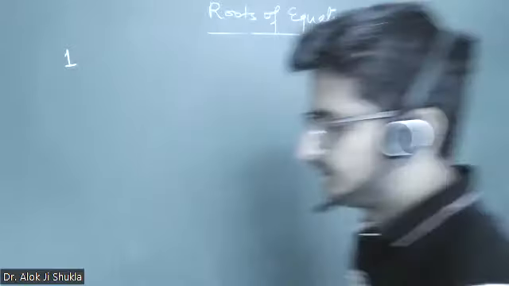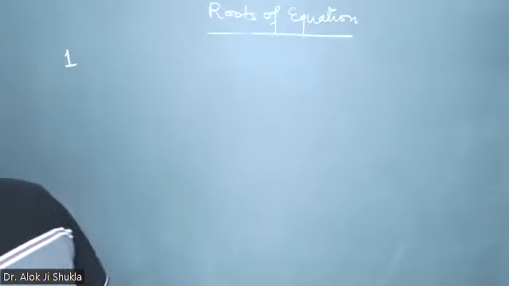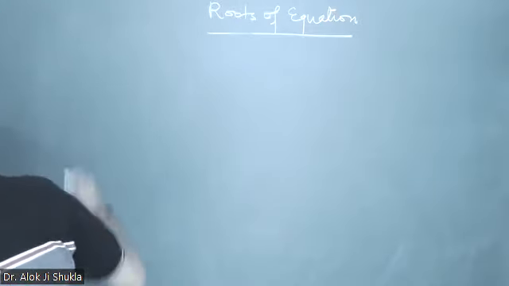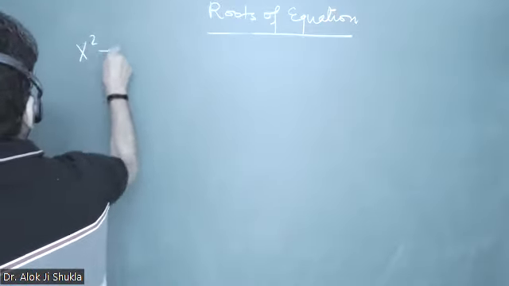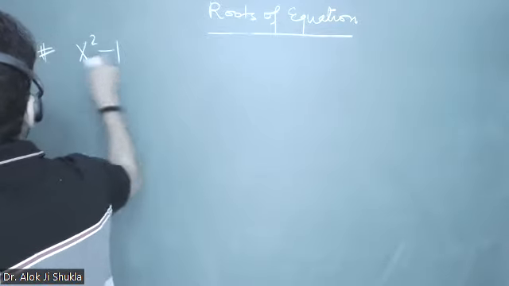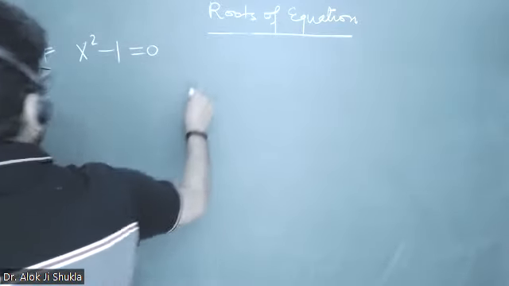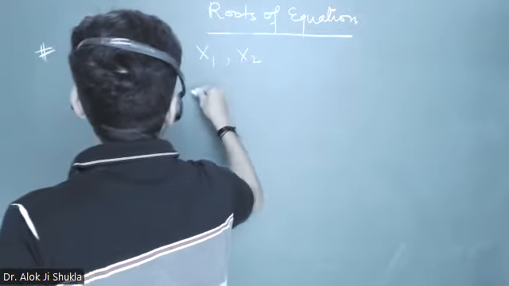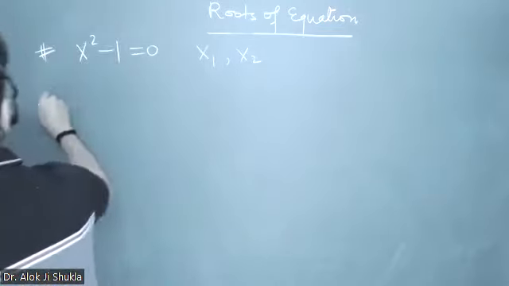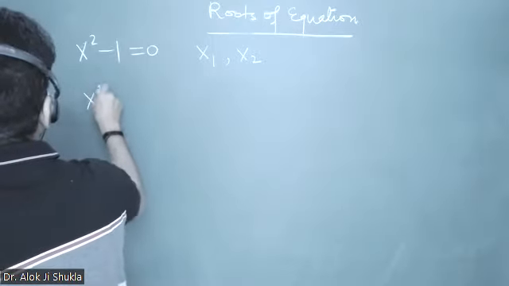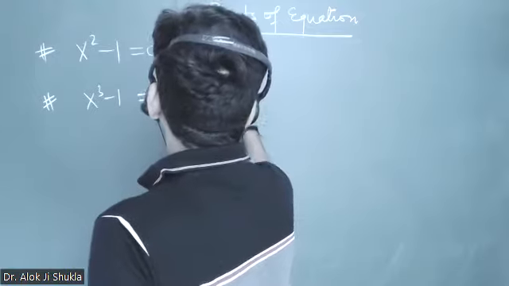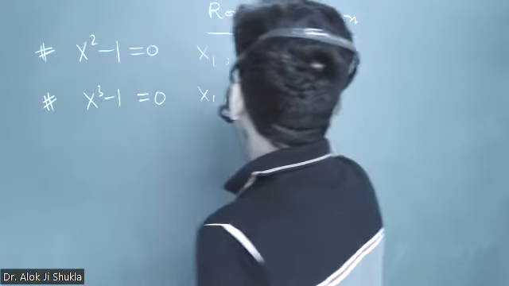So if I say x square minus 1 is equal to 0, they have two roots, x1 and x2. And if I say x cube minus 1 is equal to 0, they have three roots, x1, x2 and x3.